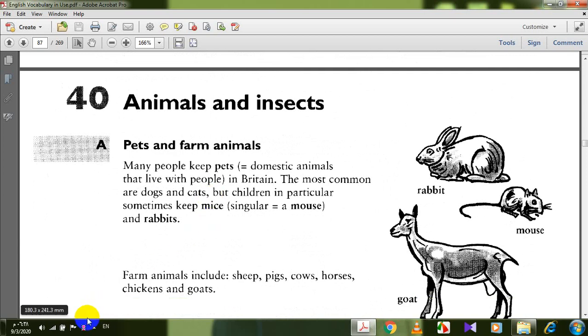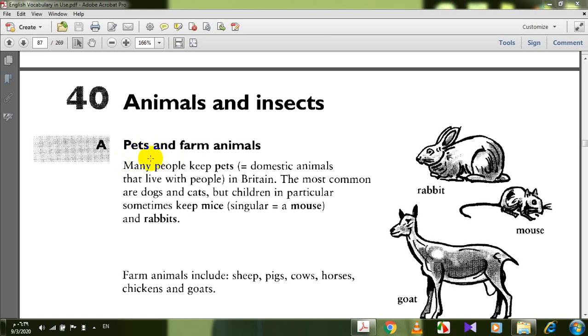Animals and insects. Okay, what are pets and farm animals? Pets are animals that are kept at home, like cats, small dogs, and this stuff. These are pets. We cannot say that a lion, a tiger, or a bear is a pet, because they are wild animals.